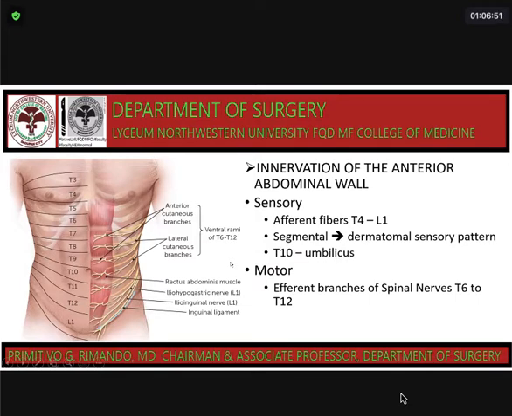How about the innervation of your anterior abdominal wall?